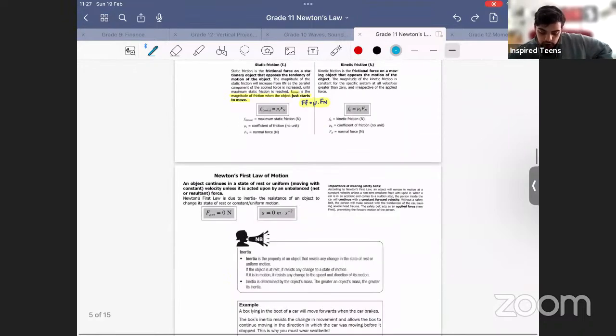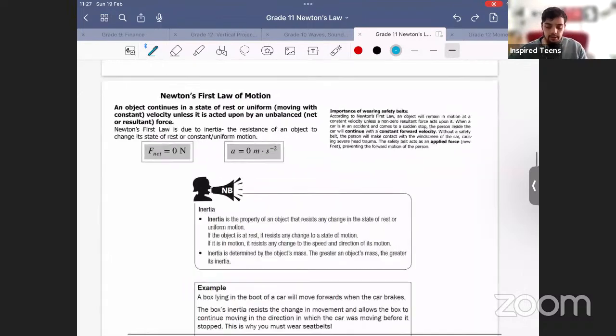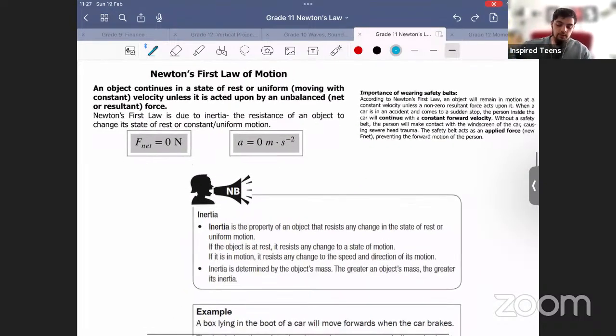Let's move on and talk about Newton's first law. I decided to restructure it a little bit and separate it. Let's go through Newton's first law and do an example. We went through Newton's first law of motion last week, but we're going to go through it again.